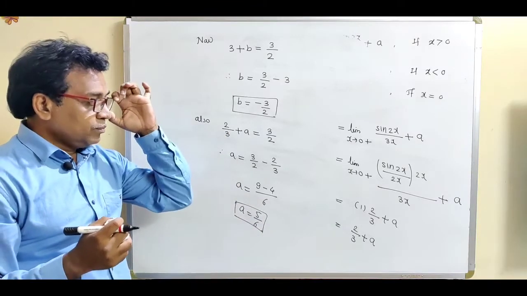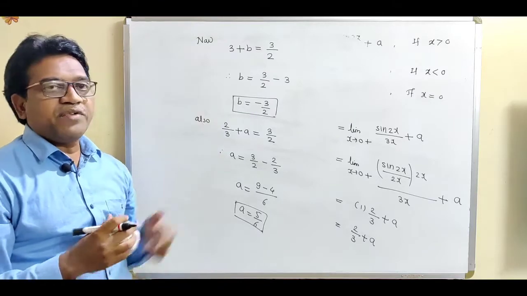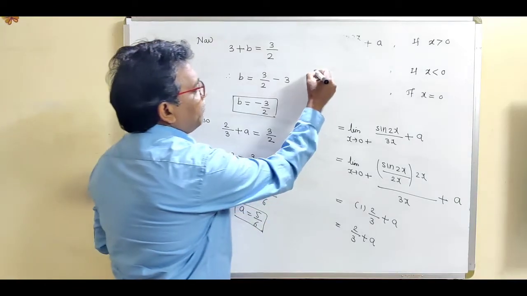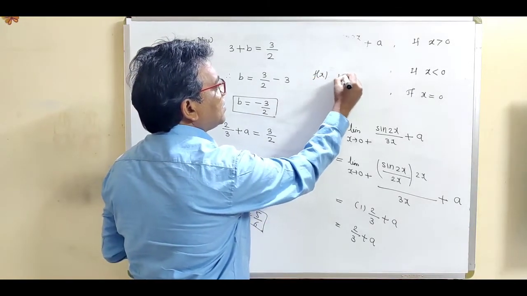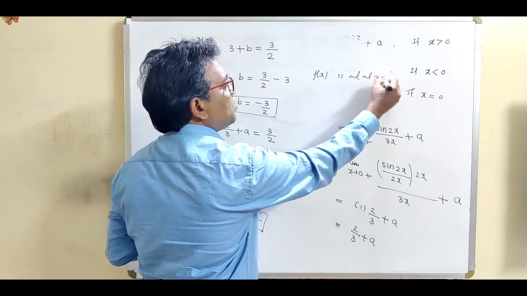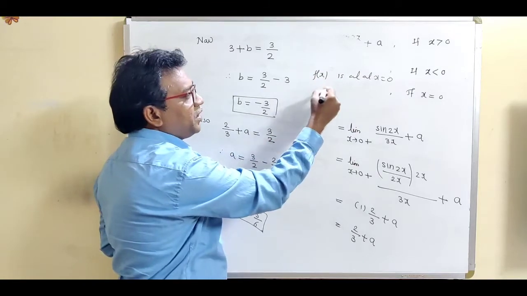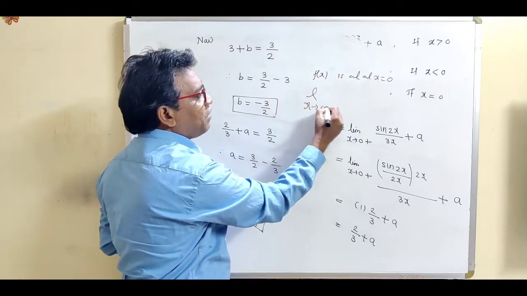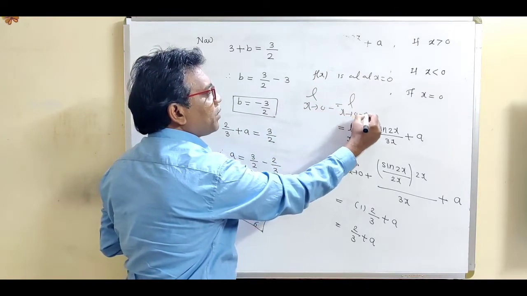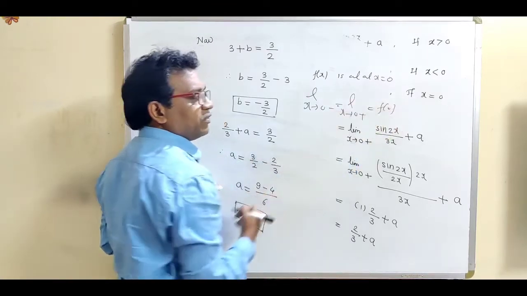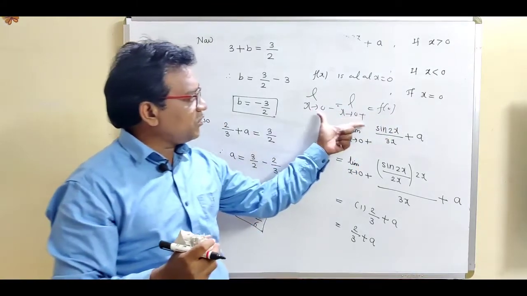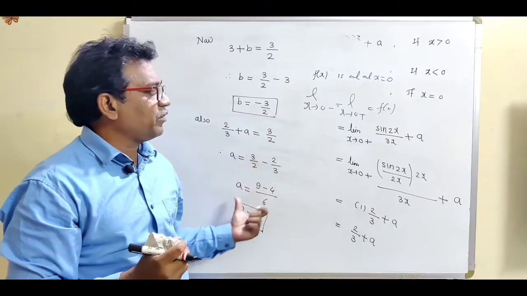So see how to use the given condition. Where given function f(x), it is continuous at x equal to 0, it is given condition. So just use the definition of continuity. Continuity means limit from left, it is same as limit from right, this is same as the value of function. So just use this equation, we can find the values of a and b.